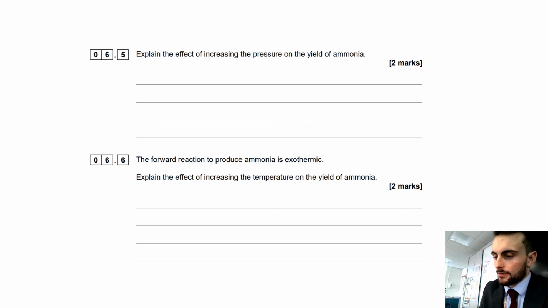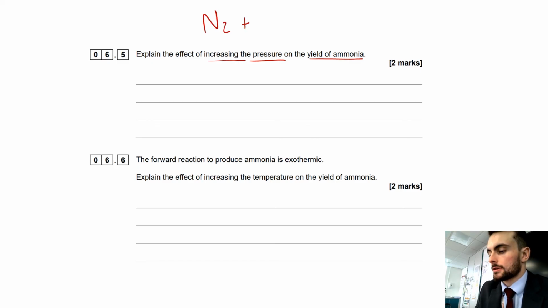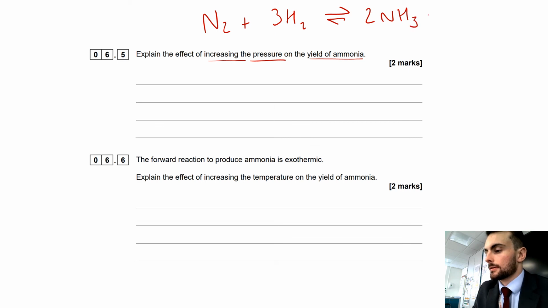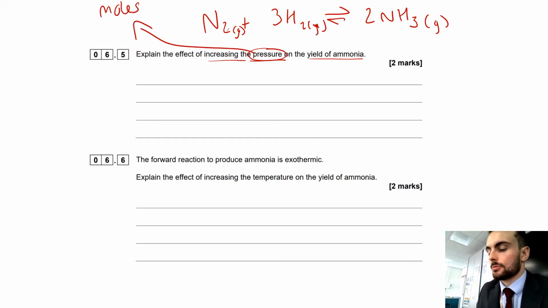Explain the effect of increasing the pressure on the yield of ammonia. So we're still talking about equilibrium, so I'm just going to write the symbol equation at the top. So 1 mole of nitrogen and 3 moles of hydrogen, reversible reaction, gives us 2 moles of ammonia, and they're all gas. So for this one, first thing is we're increasing the pressure. Very important keyword for that is pressure. We are talking about moles, so the number of molecules of each of the things. That's what we're focusing on, deciding on where the equilibrium position is if it says pressure.